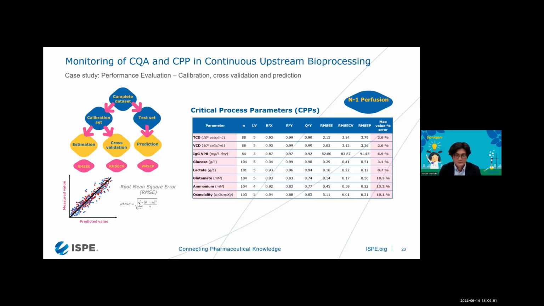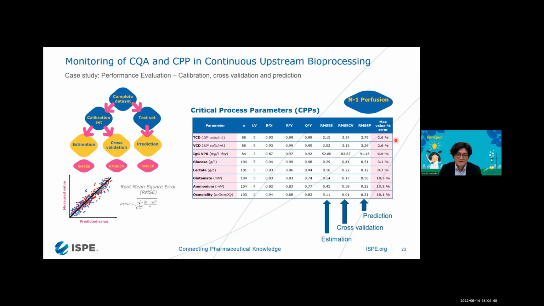In the initial study, we monitored the critical process parameters: TCD, VCD, IgG titer, and the other metabolites. For this evaluation, we acquired a total of 80 to 100 data points from the 3 culture batches. We estimated each root mean square error for estimation, cross validation, and prediction. To evaluate accuracy, we estimated the max value percent error compared with the root mean square error of prediction.